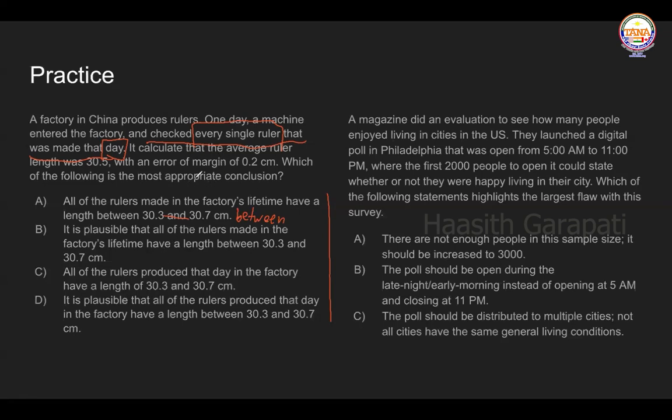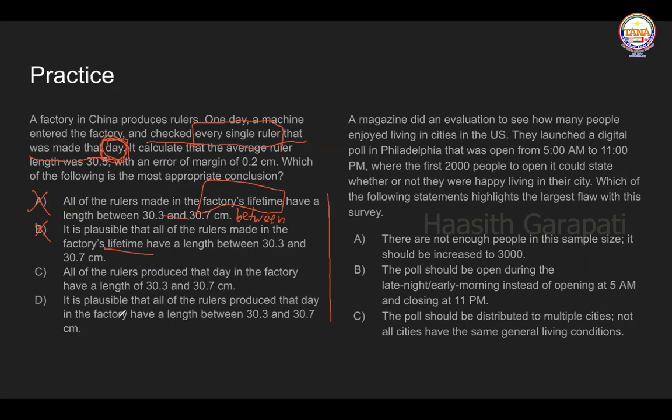Okay, so A says all of the rulers made in the factory's lifetime. Is that reasonable? Are we allowed to talk about the factory's whole lifetime? No, we only talked about the day, right? So therefore, we can't talk about the whole lifetime. A is going to be wrong. Okay, now what about B? It is plausible that all the rulers made in the factory's lifetime. Uh-oh, red buzzer, lifetime. B is wrong.